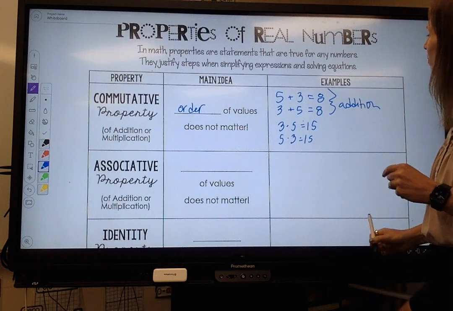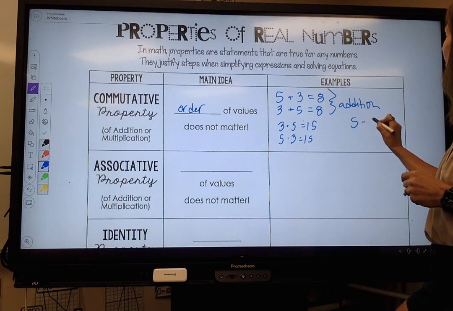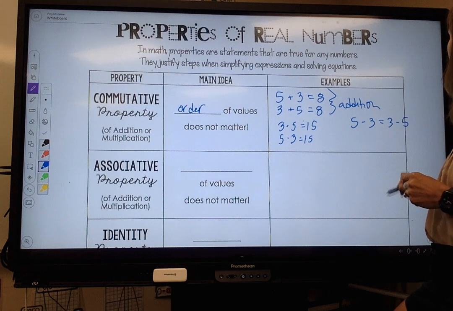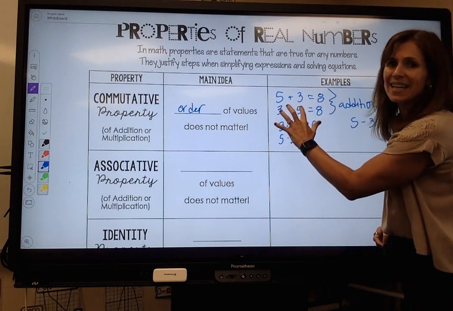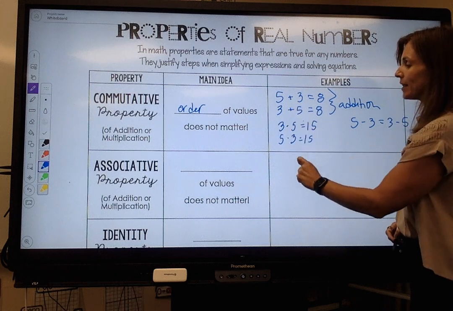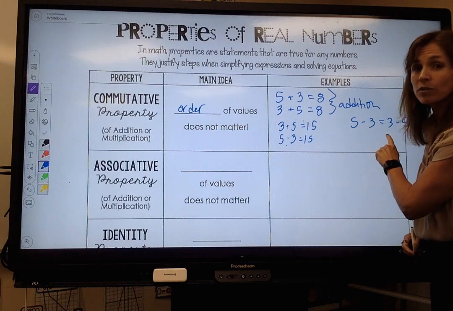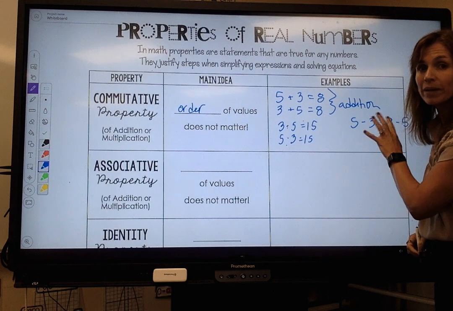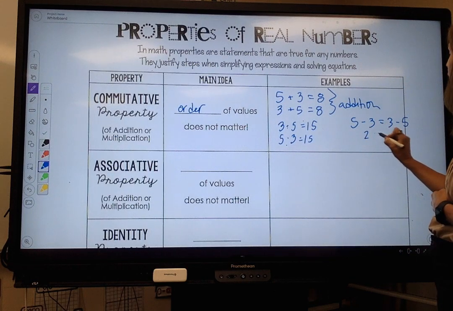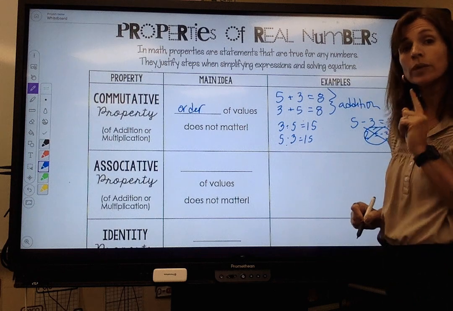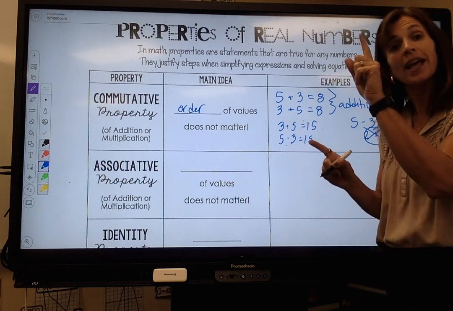Now, what about if I did 5 minus 3, is that equal to 3 minus 5? Because equality is the key here. 8 equals 8. 15 equals 15. But can I do 5 minus 3 is 3 minus 5? No, because there's no equality. That would be 2 equals negative 3. Those are not equal. That is not the commutative property. Notice it only works with multiplication and addition.